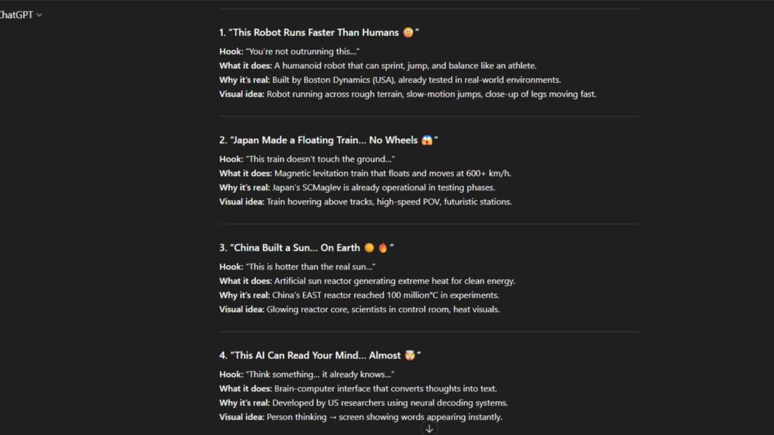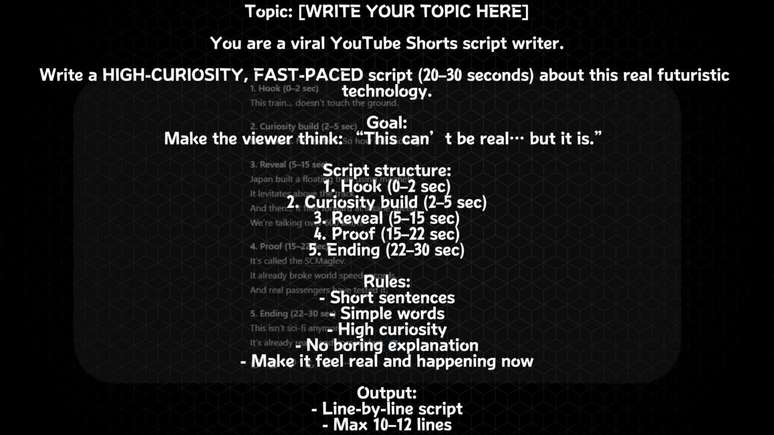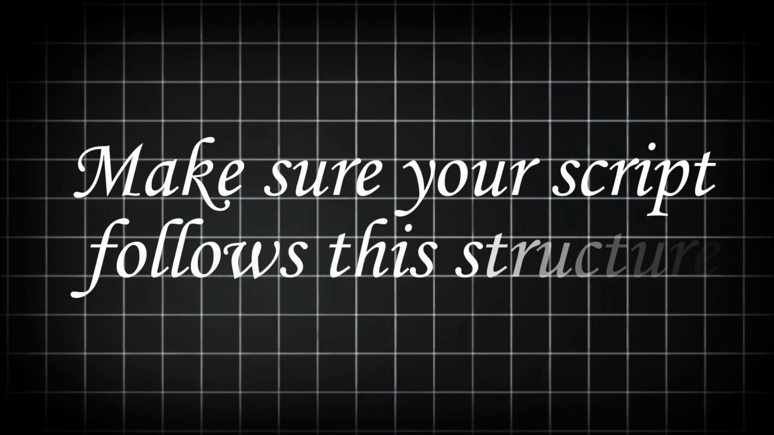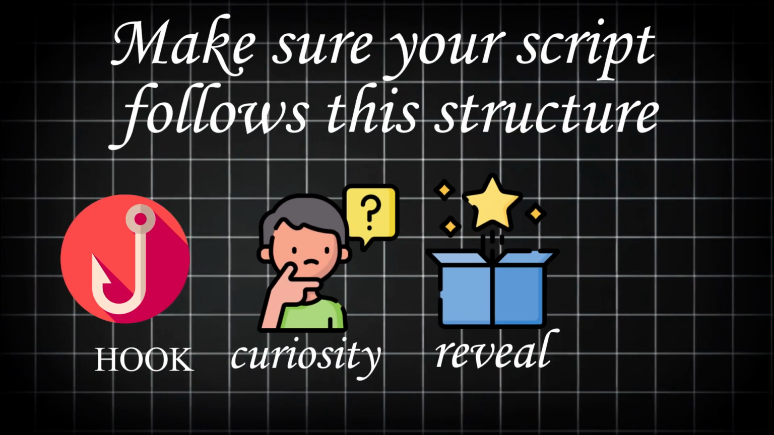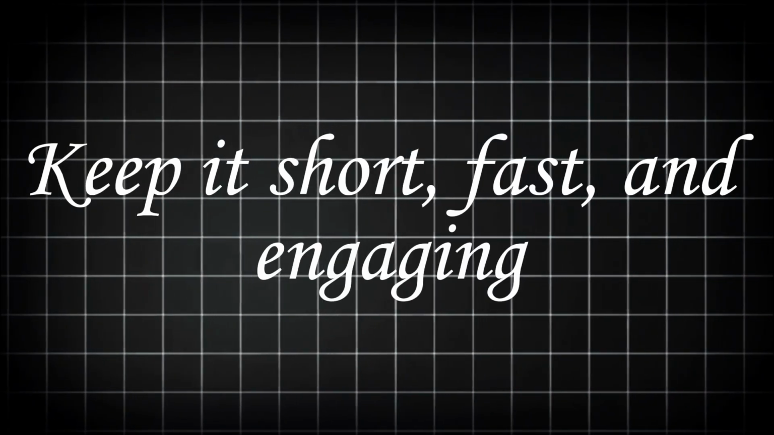Step 2. Generate script. Now take one topic, paste it into your script prompt. ChatGPT will generate a short, high-curiosity script. Make sure your script follows this structure: hook, curiosity, reveal, proof, then ending. Keep it short, fast, and engaging.